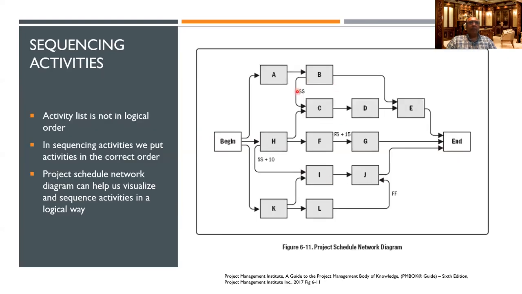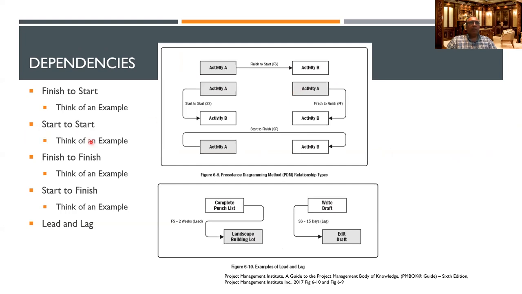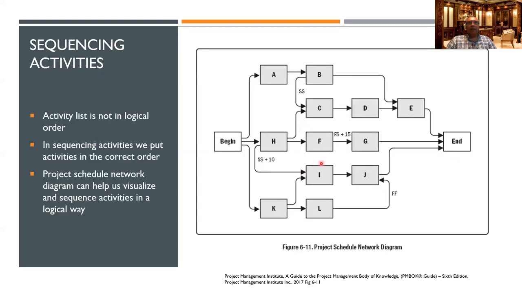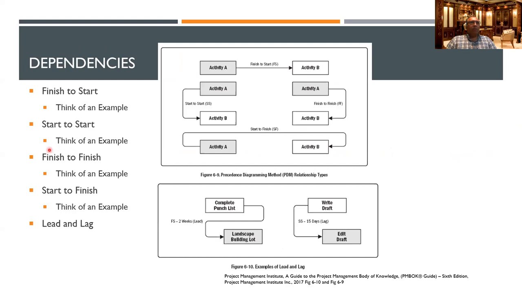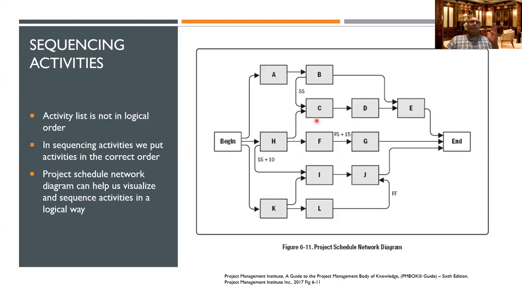This SS means start to start, so I'll explain that here. And then this FS means finish to start, FS is here, okay? So these I will explain, but what that means is, if you look from the diagram, SS means these two activities have to start at the same time. That is what SS means. B and C, you have to start at the same time, right?